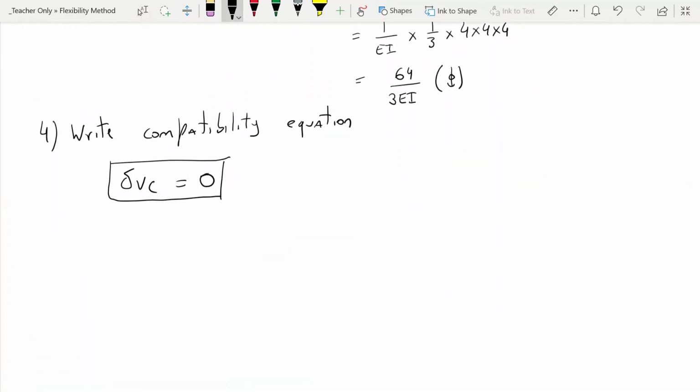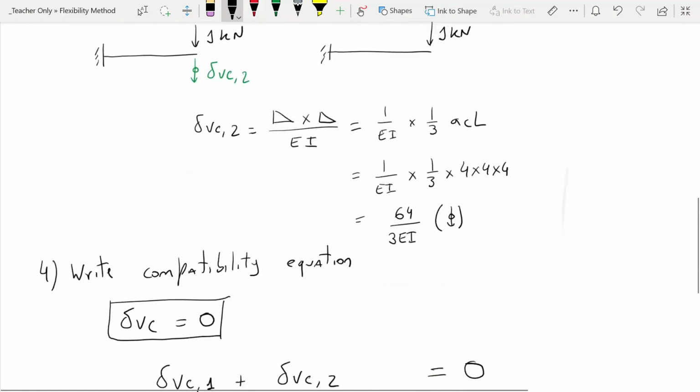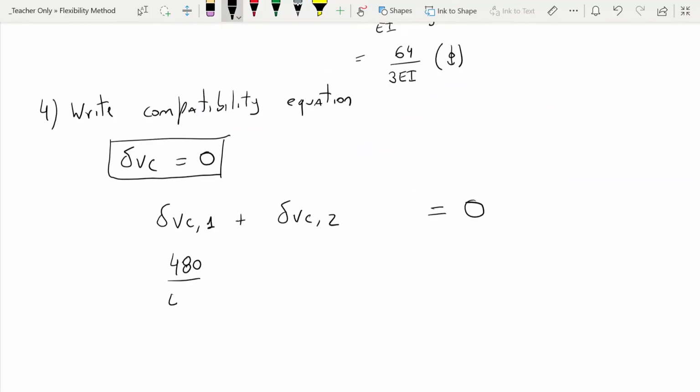But now, what is this vertical displacement at C? It is nothing more than the 1 from structure 1 plus the 1 from structure 2. And there's something missing here, but for now, let's just say equal to 0. So now let's substitute and say the vertical displacement at structure 1 is 480 divided by EI, and the one from structure 2 is 64 over 3 EI equals 0. What is missing is the vertical reaction at C.